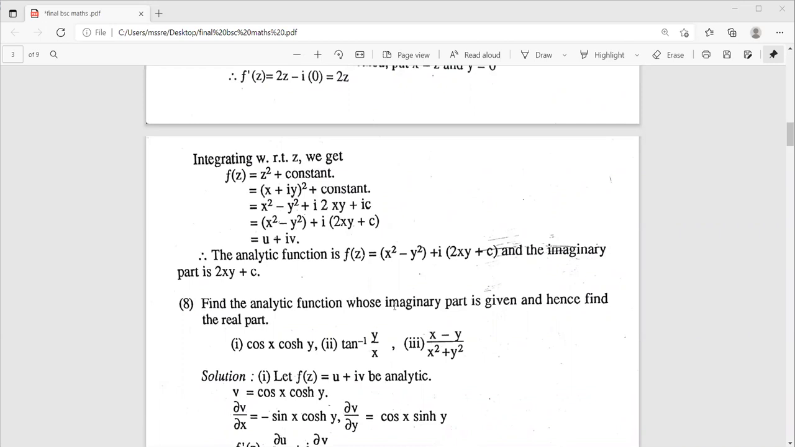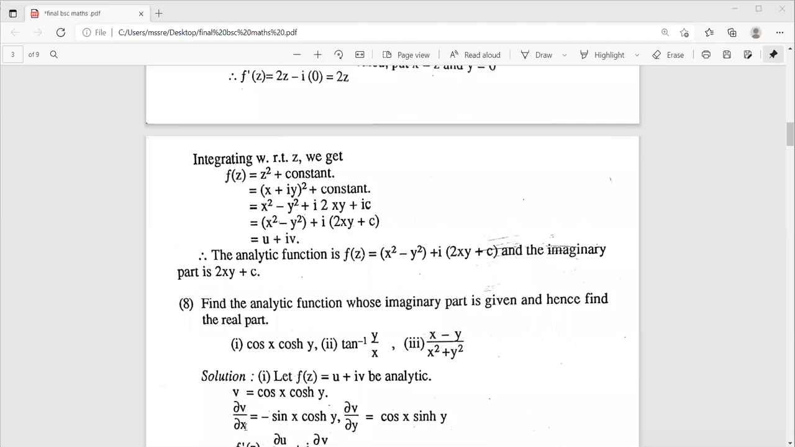Then, after finding the imaginary part, what should we do? Hence find the real part. We have to find its real part also. So let us take cos x cos hyperbolic y. So let f of z equals u plus iv be analytic. In this, the real part is not given, the imaginary part is given. The imaginary part of u plus iv is v. Therefore v is given. It is cos x cos hyperbolic y.